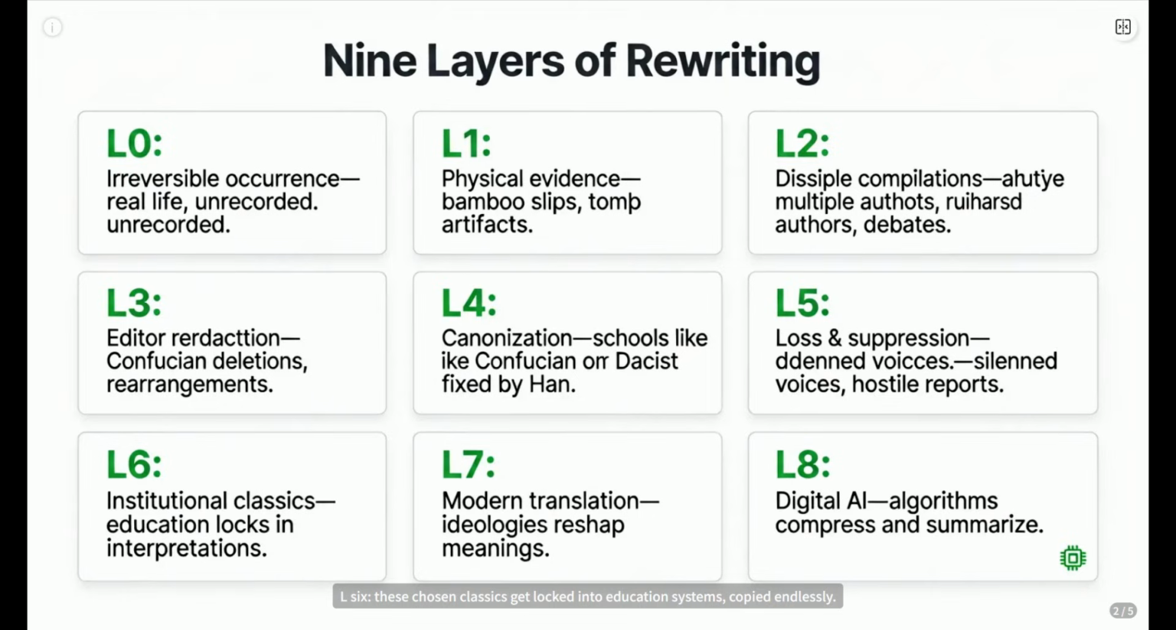These chosen classics get locked into education systems, copied endlessly. L7, modern translations and ideologies reshape ancient concepts. And finally, L8, AI and digital platforms summarize, compress, and rank everything, potentially burying nuance under algorithmic noise. Each layer builds on the last, but also distorts it.